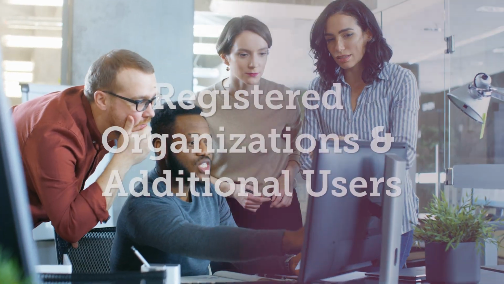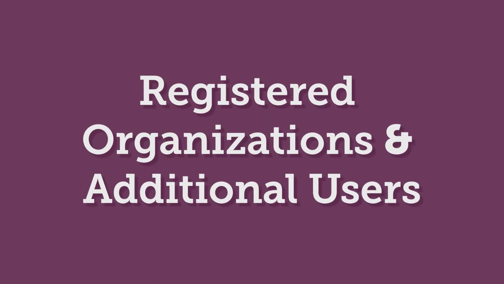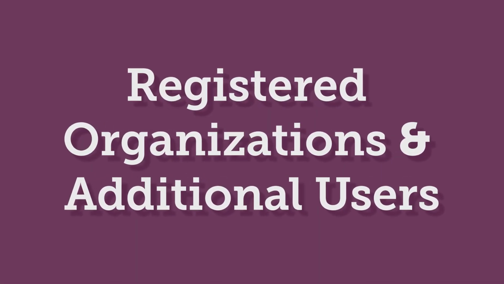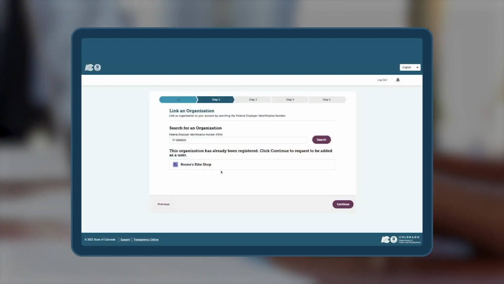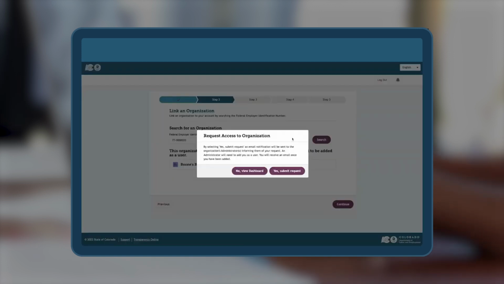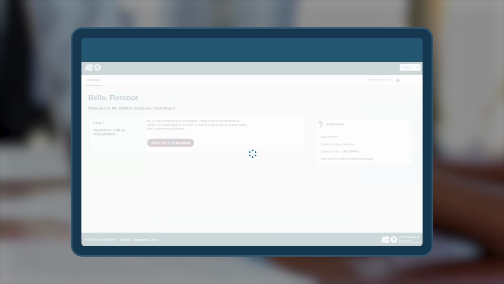For all employers, TPAs, and local government employers, if your organization is already registered, it will show up after you click the search button. You will receive the message, "This organization has already been registered." Click Continue to request to be added as a user. Click Continue, and then click Yes, Submit Request. You will then be taken into your dashboard, where you can view your pending access request.